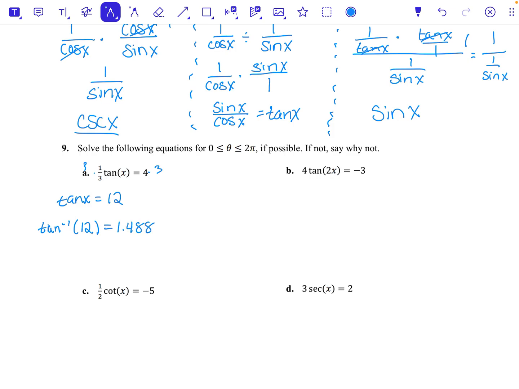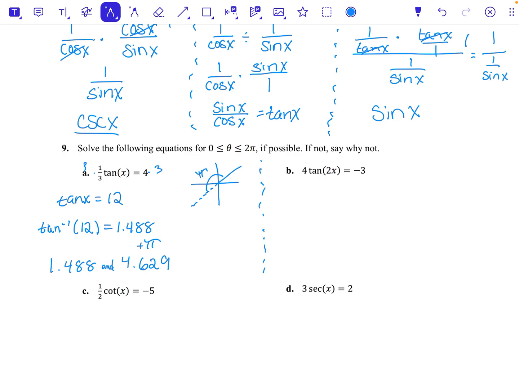1.488. Now, thinking about tangent here, remember, that particular angle would be in quadrant 1. We're looking for its pair in quadrant 3, which would be pi further along because it's 1 period later. So if I add pi to this, I'm going to get my second answer of 4.629. So our two solutions, 1.488 and 4.629.